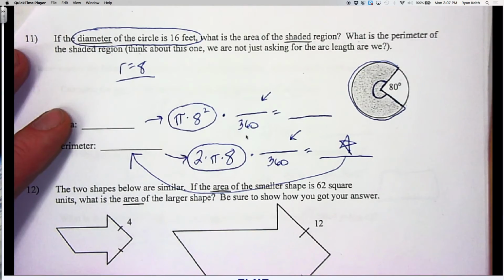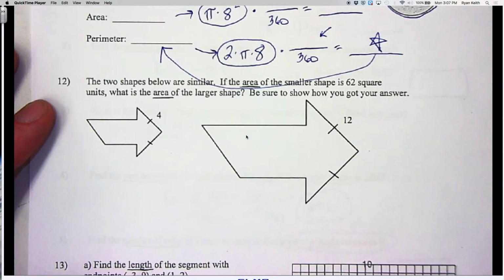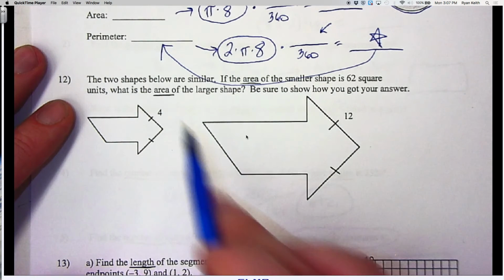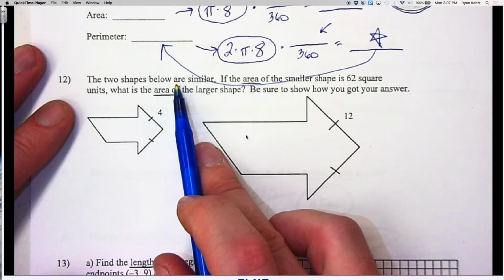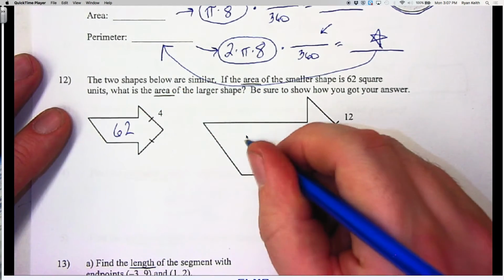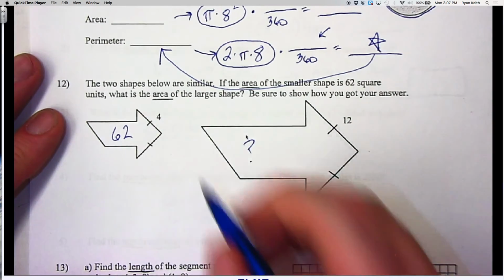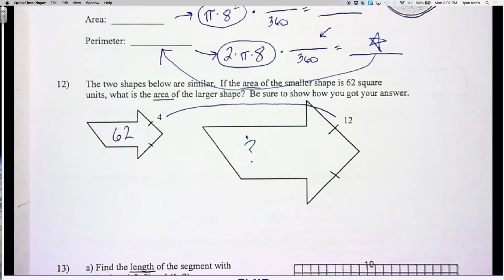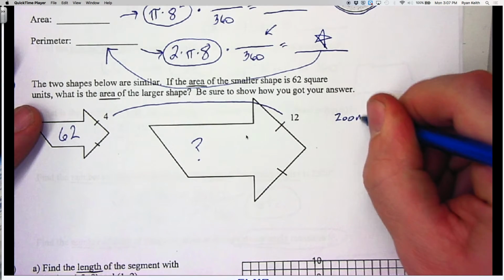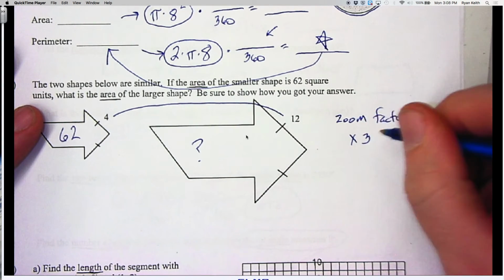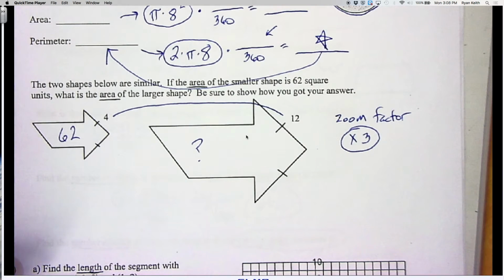Tough problem. Number 12. Go from hard problem to a really easy problem. The 2 shapes below are similar. I know the area of the smaller one is 62. What's the area of the bigger one? We'll look at the numbers that are given, 4 and 12. How does one get from 4 to 12? What's the zoom factor? We used to call this the zoom factor. Well, obviously 4 times 3 is 12, right? The zoom factor is times 3.